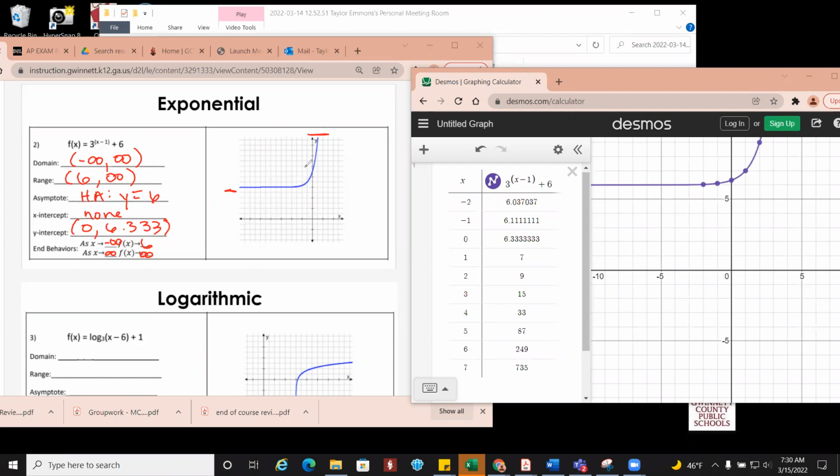Your y-intercept is where it crosses the y-axis. Now, I couldn't really tell what this was, so I went in and typed this into Desmos, and I looked at when x is 0, what's my y? And then my end behavior is, as x approaches negative infinity, what's happening to my y values? They're getting closer and closer to 6. And as x approaches positive infinity, what's happening to my y values? It's approaching positive infinity.